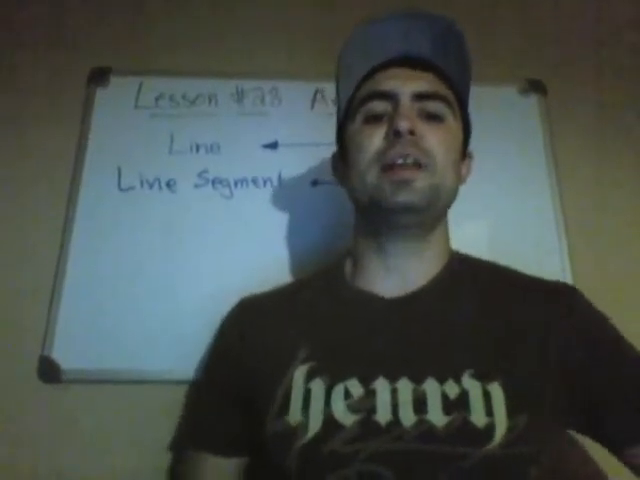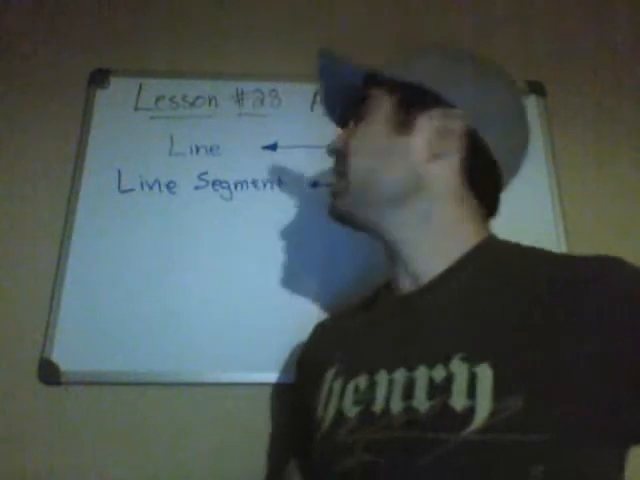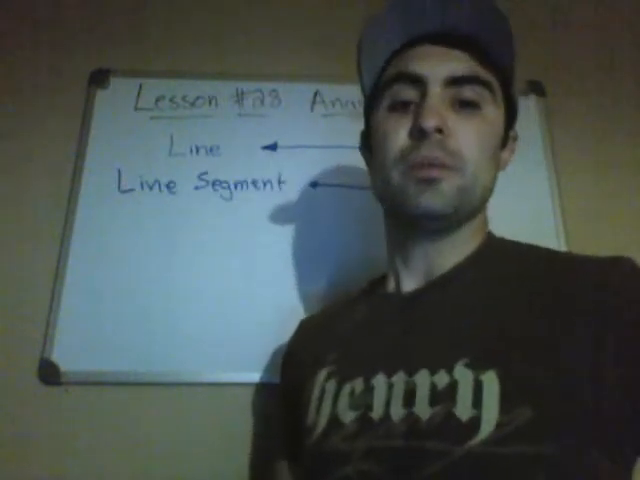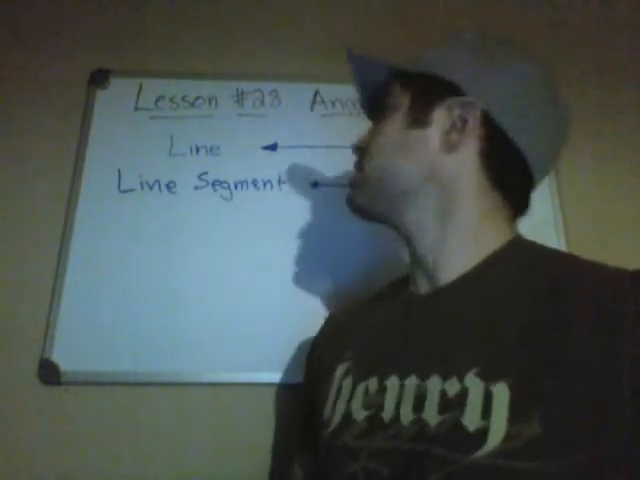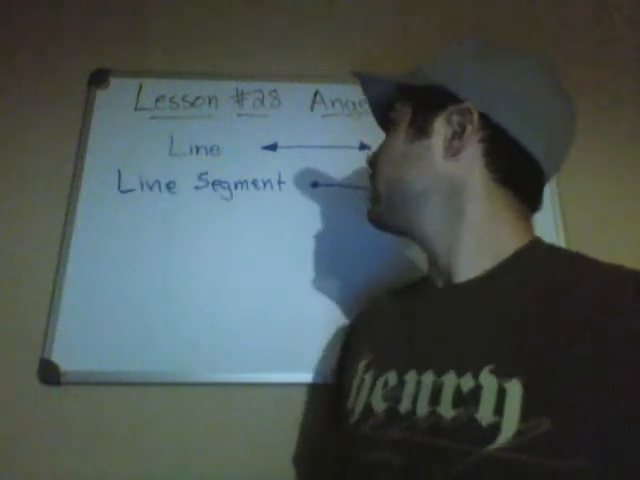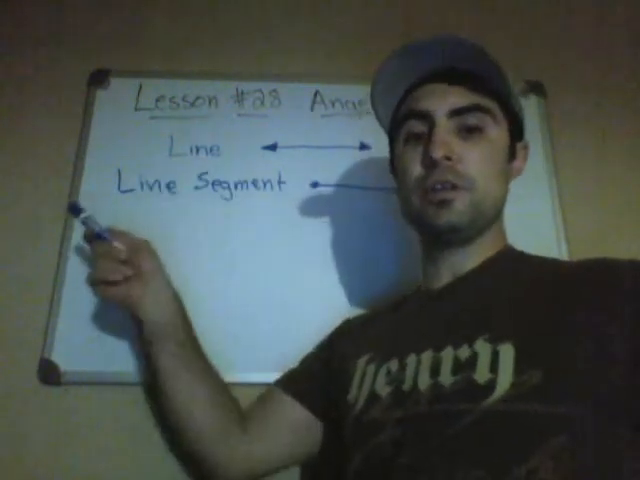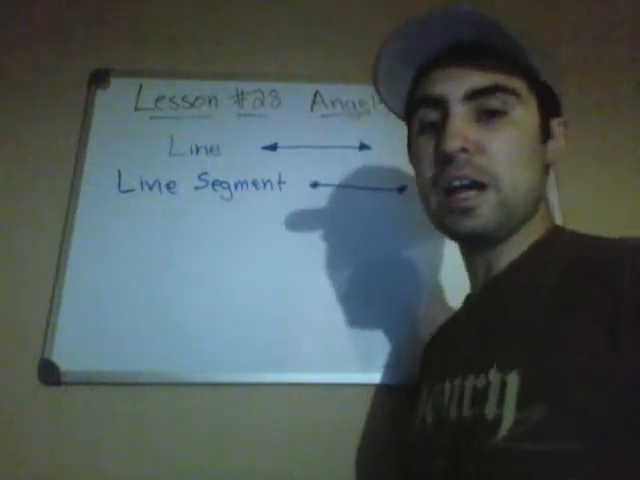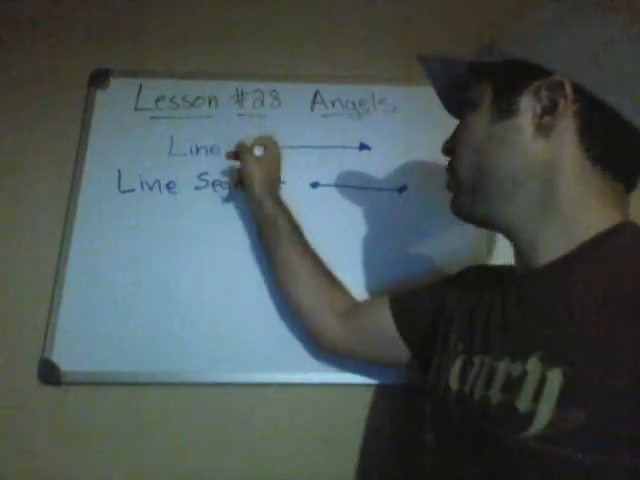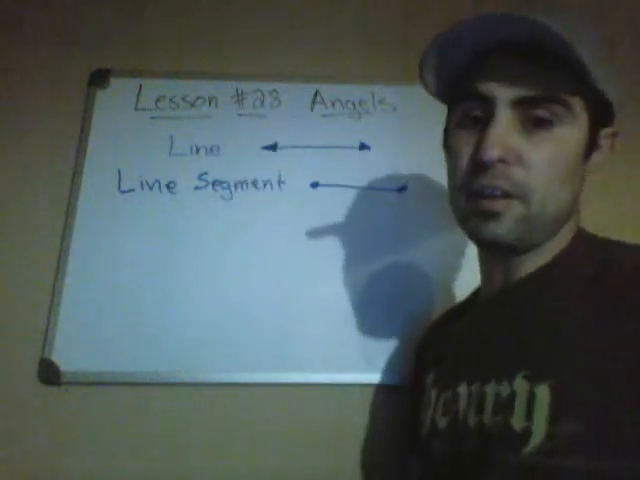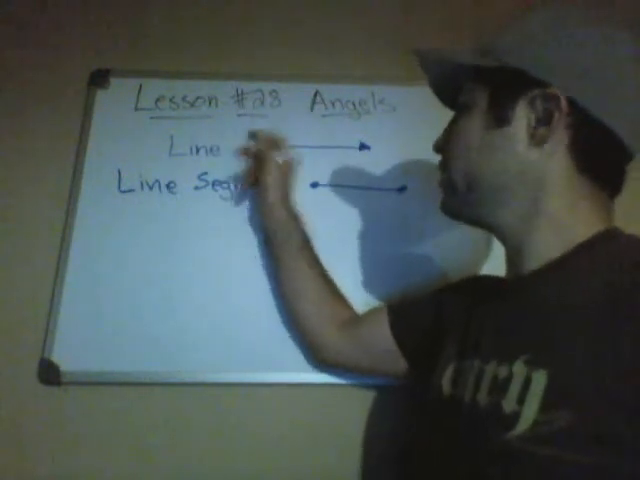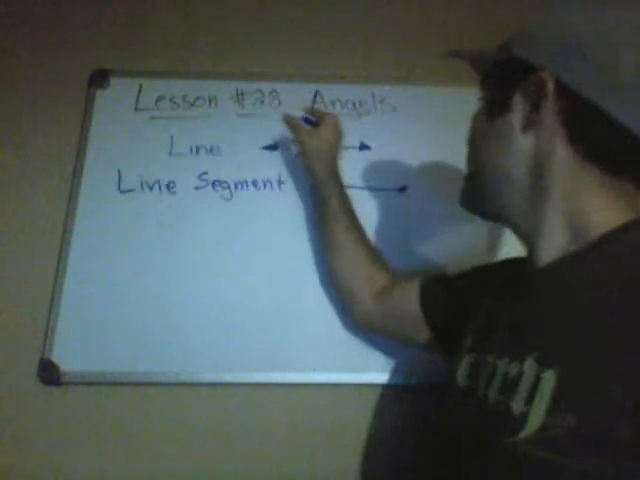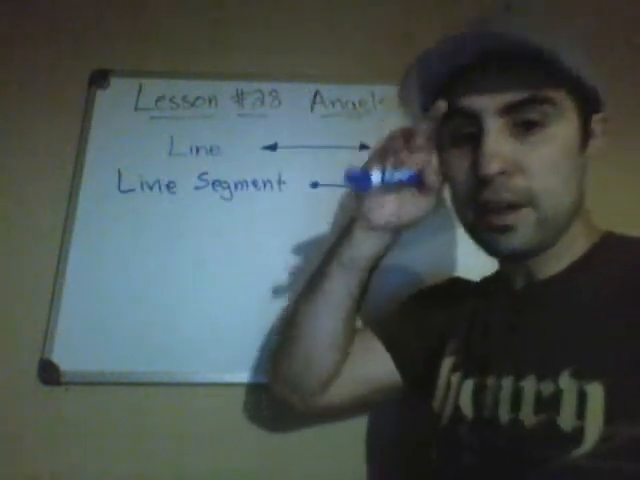Alright, I'm going to go ahead and teach lesson number 28. It's about angles. But before we start, let's review a couple concepts. Line. A line goes forever in opposite directions. How do we show that a line goes forever? In order to do that, we put an arrow at the end of the line, meaning that this line will go forever that way and forever that way.